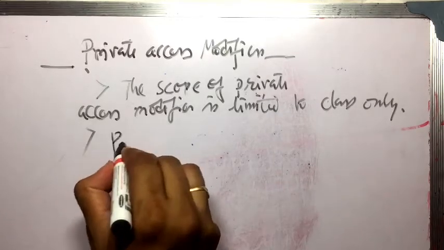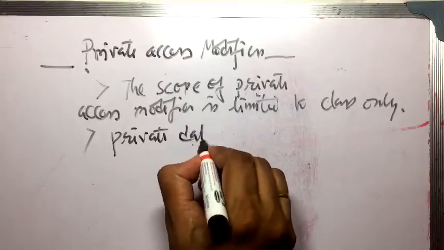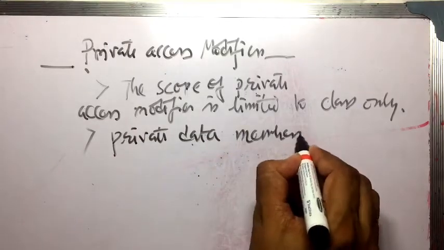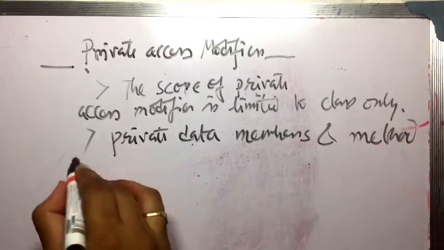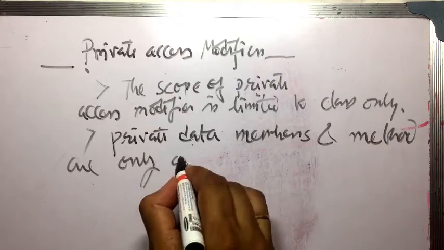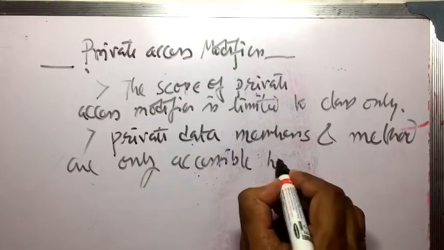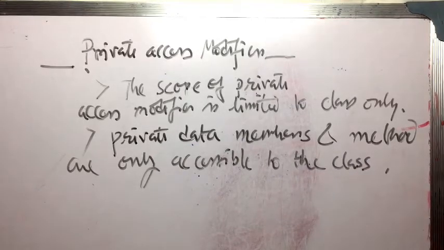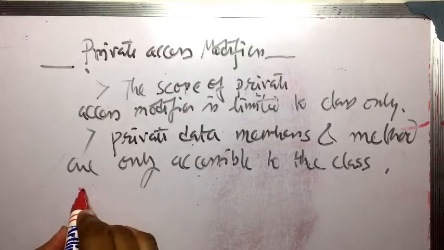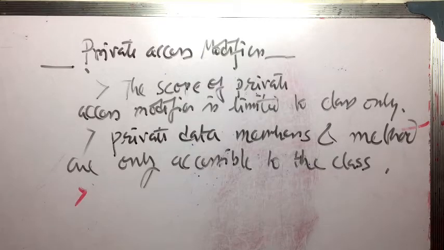Next, private data members and methods. We can apply it to members or methods. Private data members or methods are only accessible to the class. So this is the private data member and class method. If you use private, then it's not possible to use it from any other package.